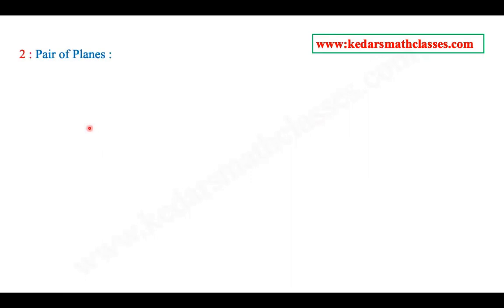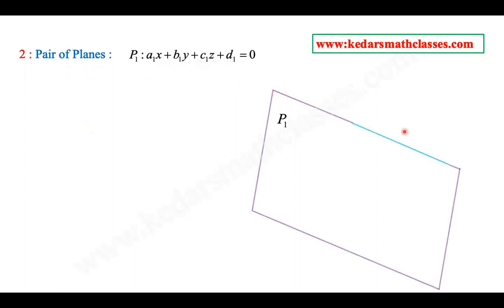The second form of representing a straight line is a pair of planes. Two non-parallel planes are given. The points of intersection of those two non-parallel planes, that is the common part, will be a straight line. Suppose the plane is a1x plus b1y plus c1z plus d1 is equal to 0. That is exactly this plane. This is one of the planes.